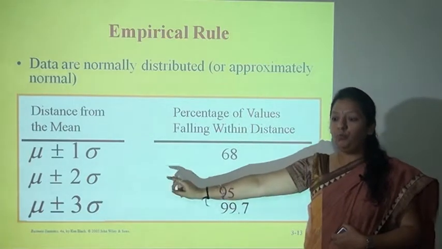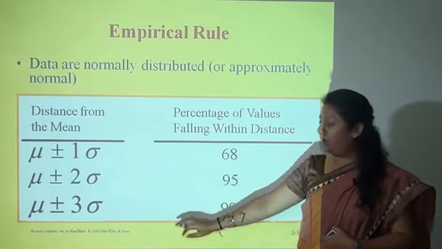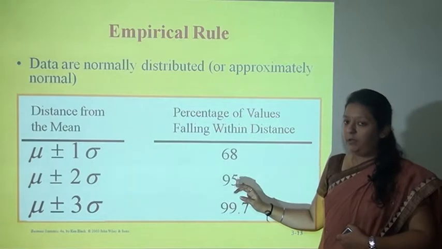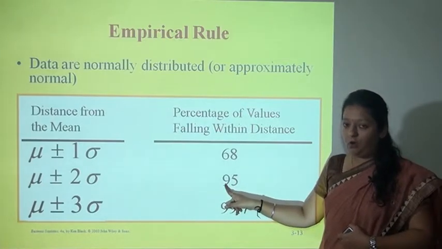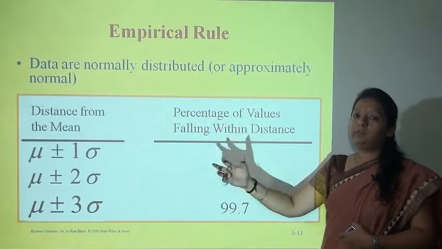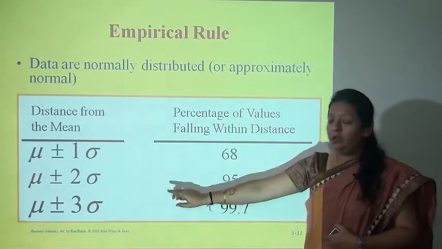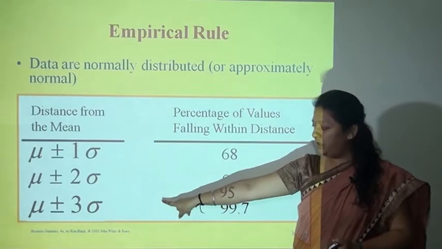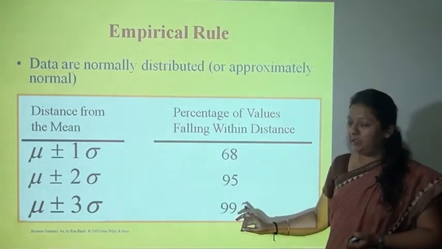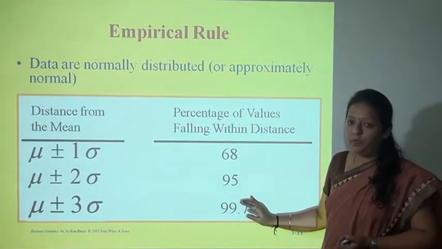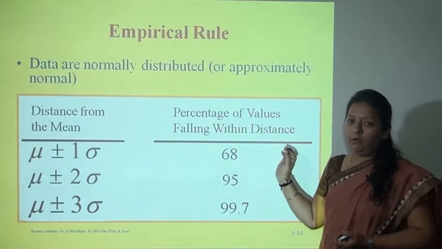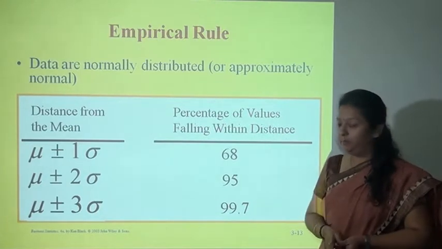Second is mu plus or minus 2 sigma, which is equal to 95%. What does it mean? 95% of all values in a data set fall within this distance from the mean. Third is mu plus or minus 3 sigma, which is equal to 99.7. It means 99.7% of the values fall within this distance from the mean.